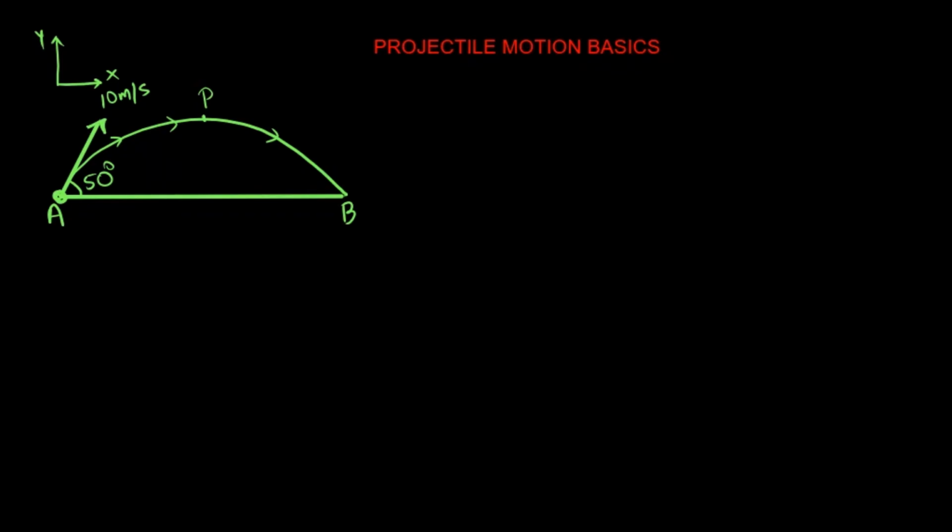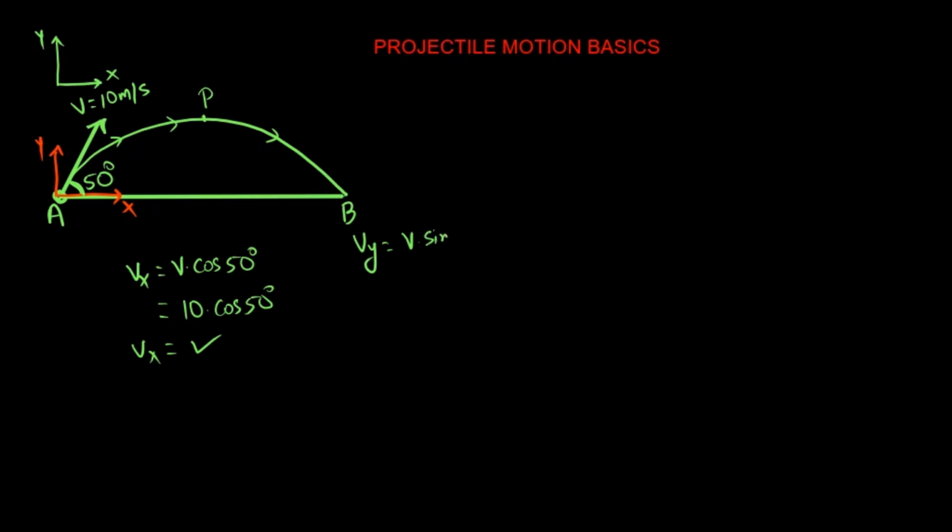We need to now resolve the velocity into its x and y components. We have velocity v equals 10 meters per second and the angle is 50 degrees. If you remember the method of resolving components, let's draw the axes right here. This is the x and this is the y axis. The angle 50 degrees is touching the x-axis, so the x component would be velocity multiplied by cos of 50 degrees. Velocity is 10 times cos 50 degrees, and you can use your calculator to find the x component, Vx. The y component would be V times sine of the same angle, 50 degrees, which is 10 times sine 50 degrees. Use your calculator and find Vy.